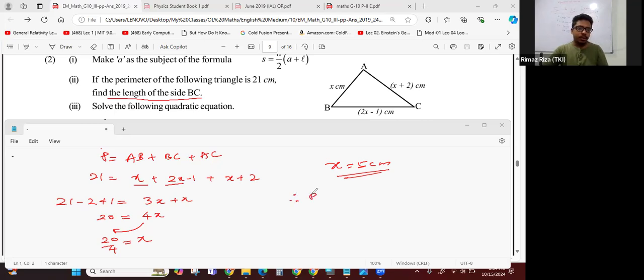Therefore, BC equals 2 into x minus 1. So 2 into 5 minus 1. So 2 into 5 is 10. 10 minus 1 is 9 centimeter. So therefore BC is 9 centimeter. Okay. If you got 9 centimeter, then your answer is correct. Okay. If you're still writing this, you can take a screenshot.